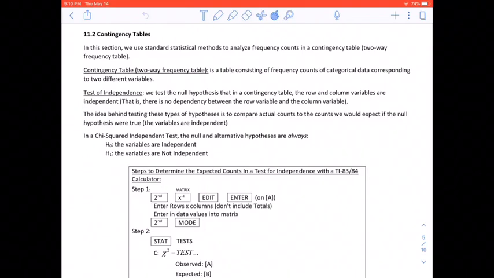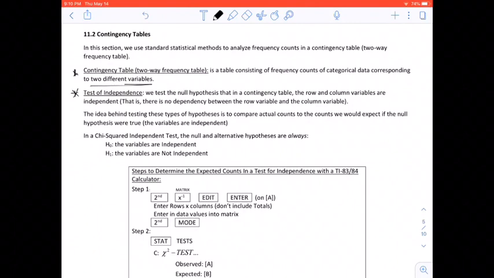We are in section 11.2, which is on contingency tables. In this section, we use standard statistical methods to analyze frequency counts in a contingency table or a two-way frequency table. A contingency table or a two-way frequency table is a table consisting of frequency counts of categorical data corresponding to two different variables. We have a test of independence.